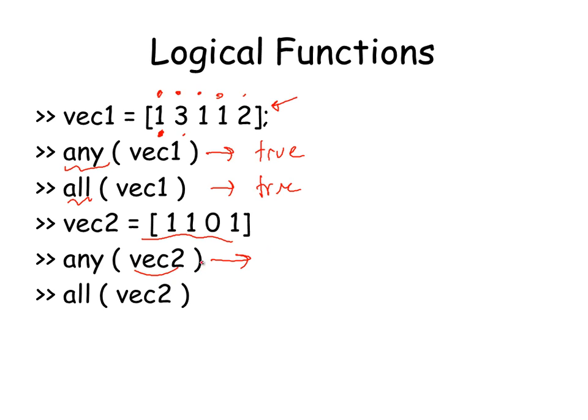Applying any function to this vector 2. If any of the values is true, then the result is true. So if you write a for loop, the first one is true, you don't even need to look at the rest. The result is true. What's the result of the second one? Okay, false. So are all of them true? The result is no.